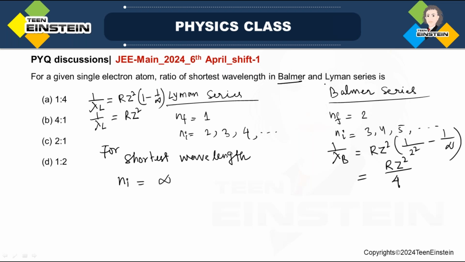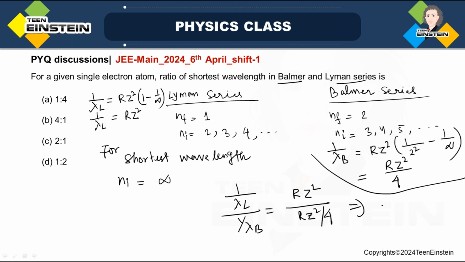Now I have to get the ratio of the shortest wavelengths in the Balmer and Lyman series. So 1 by lambda L over 1 by lambda B is equal to R Z square divided by R Z square by 4. This implies lambda B over lambda L is equal to 4, because R Z square cancels. So lambda B to lambda L is 4 to 1. Option B will be the correct answer for this question.